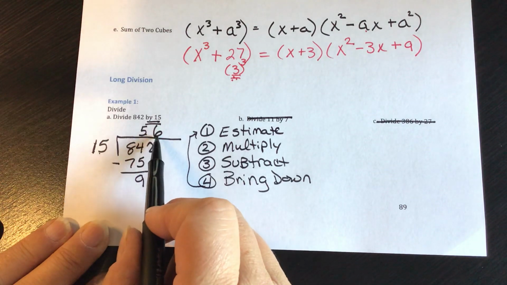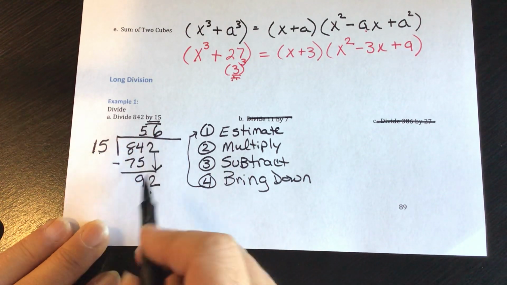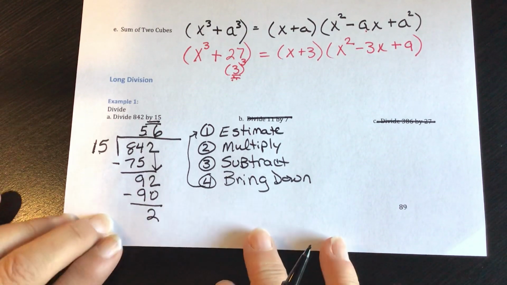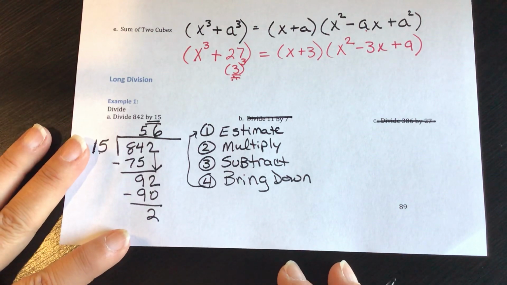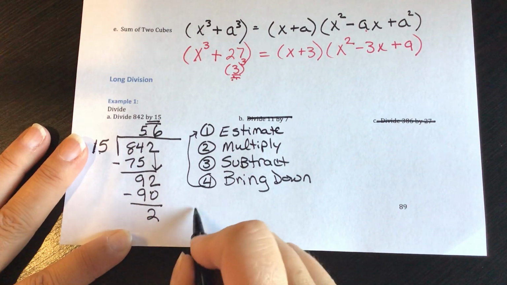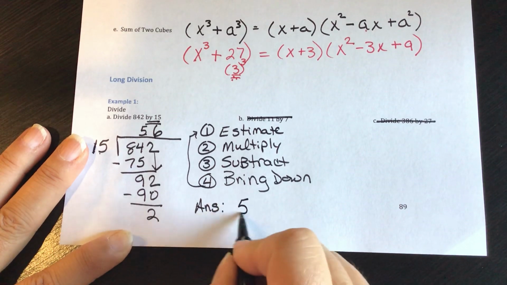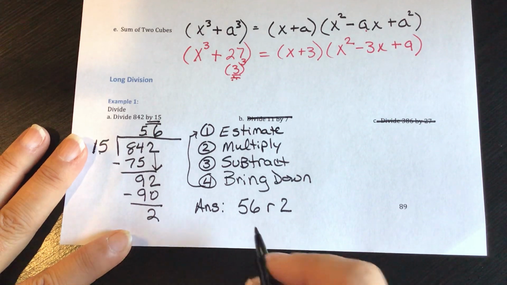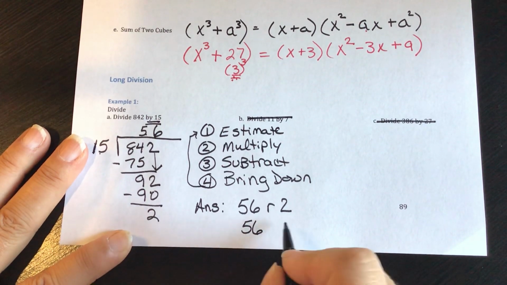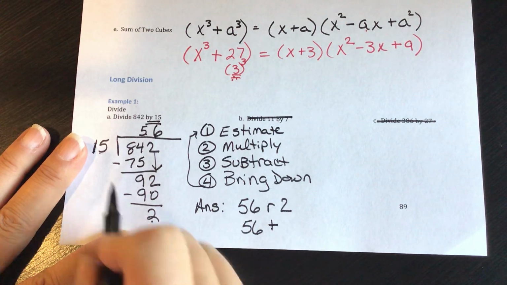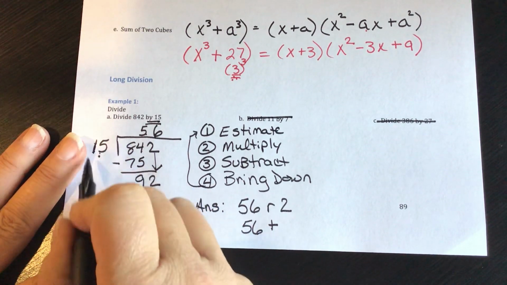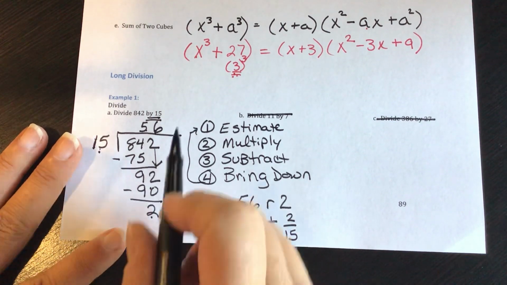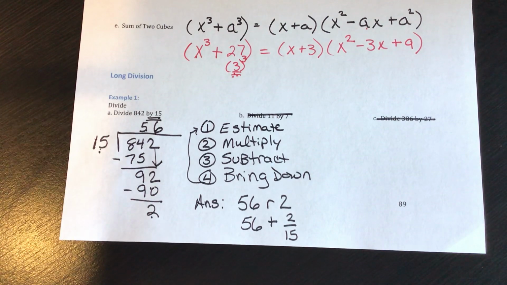I estimate 6 times, then I'm going to multiply. 6 times 15 is 90. I'll subtract, and I get 2. So we, in 5th grade, learned to say, okay, my answer is 56 and remainder 2. And another way to say this is I have 56 and I have plus 2 over the number I'm dividing by, so plus 2 over 15. Or I could write this as a decimal if I want to keep on bringing down my decimal values.